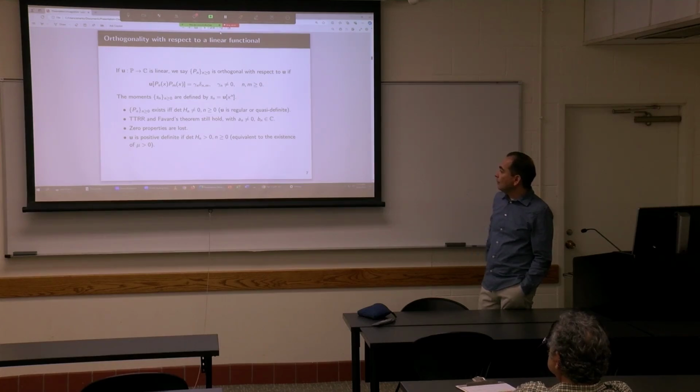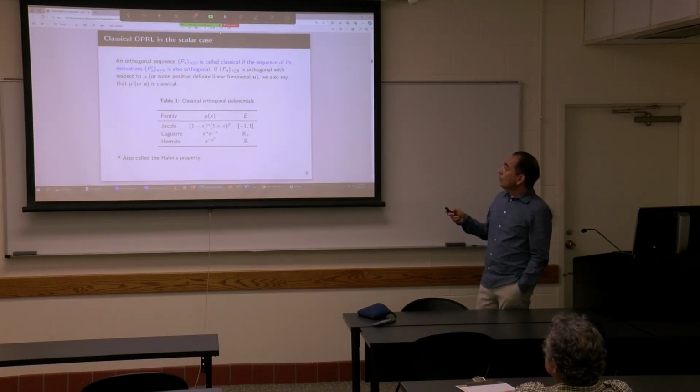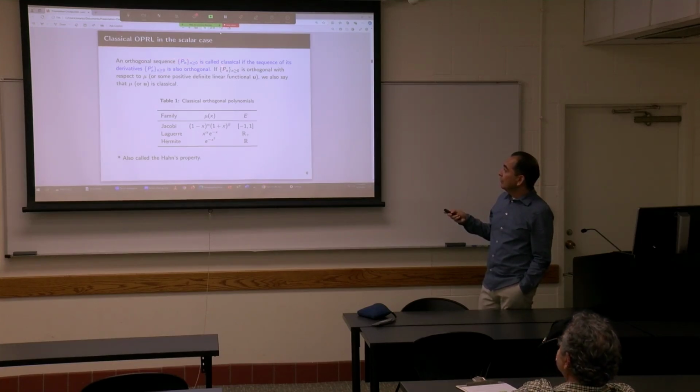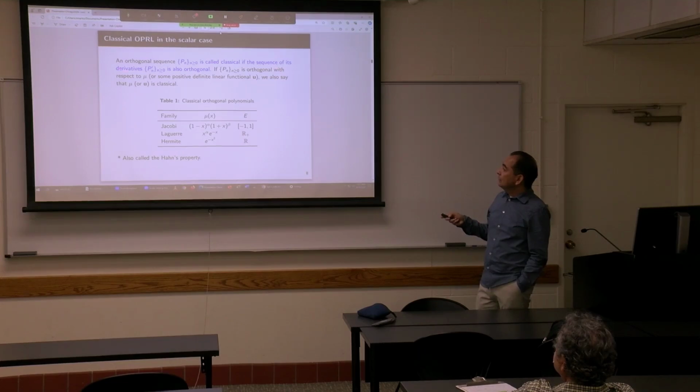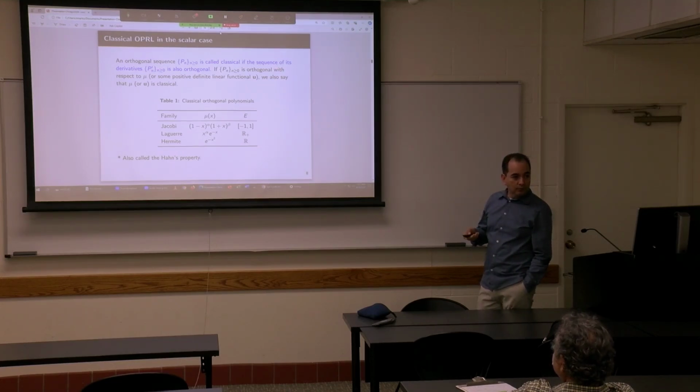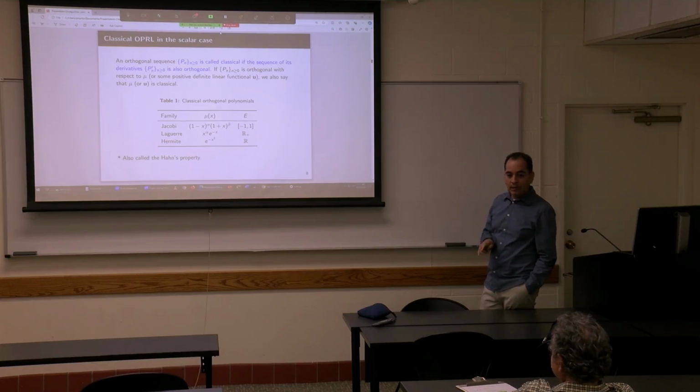and some of the properties are still satisfied. Okay. So we're going to say that a family or sequence of polynomials is classical if the sequence of the derivatives is also orthogonal. That's the definition that we're going to have here. It's not the only one. And if the sequence is orthogonal with respect to some positive measure or some linear functional u, we also say that the functional or the measure are classical.